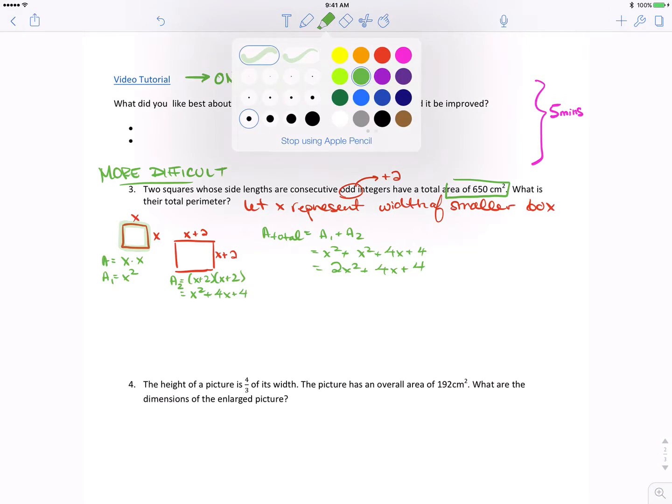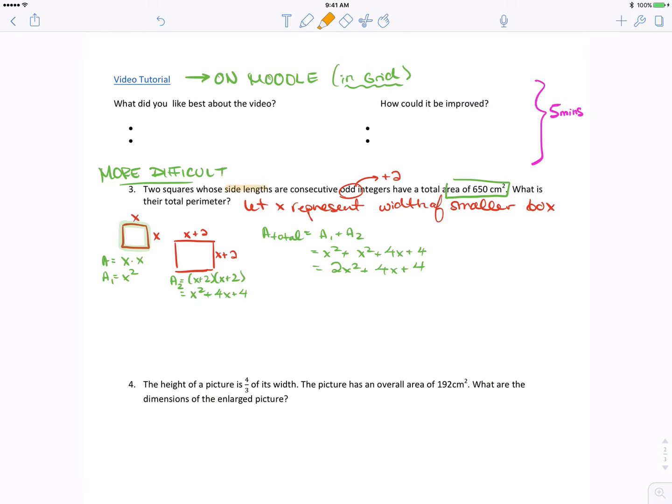The second thing I'm going to say is I know that I have boxes whose side lengths are consecutive odd integers. Think of going from the number 3 to the number 5. Both odd, I add 2. From 5 to 7, add 2. So I'm going to call this larger square, has a side length of x plus 2, x plus 2. Now it gives me information about the total area. It says in total is 650. Well, if I look just at the smaller square, the area is going to be x times x, length times width, which is x squared. The area of the larger box will be x plus 2 times x plus 2.